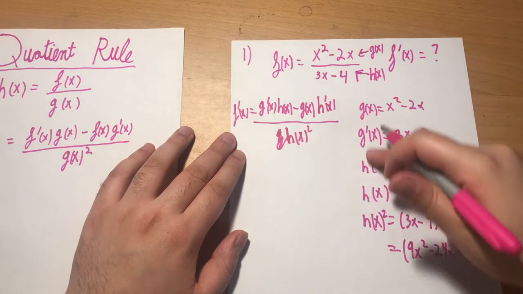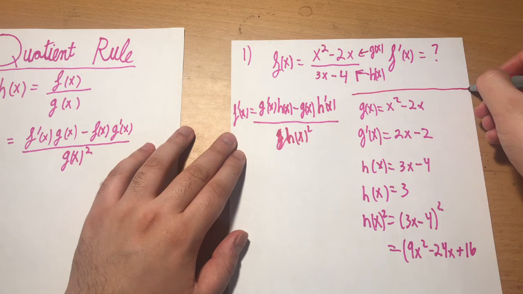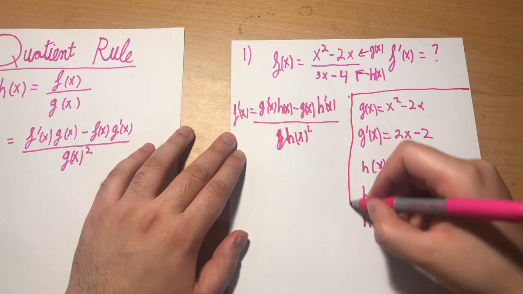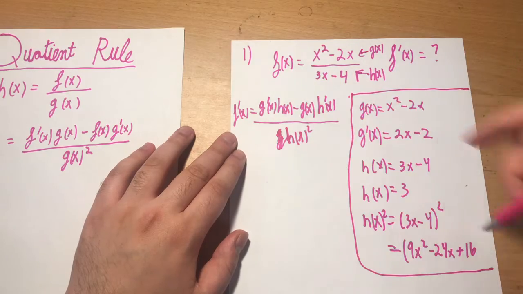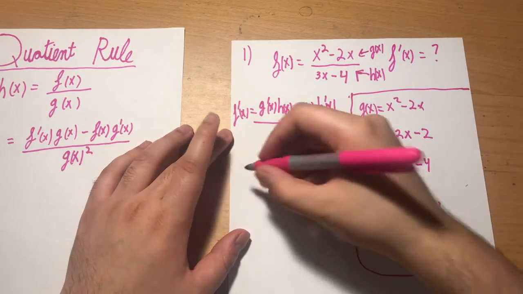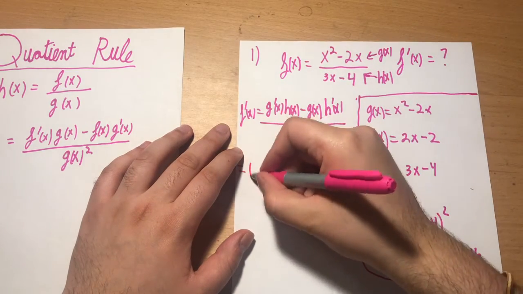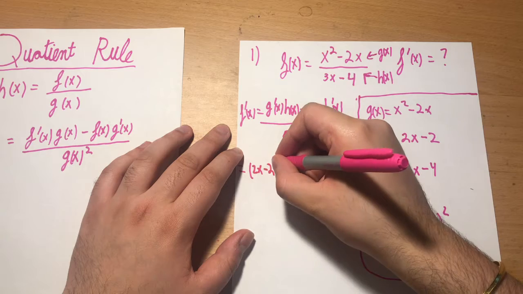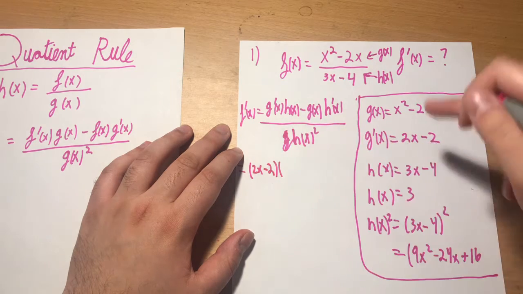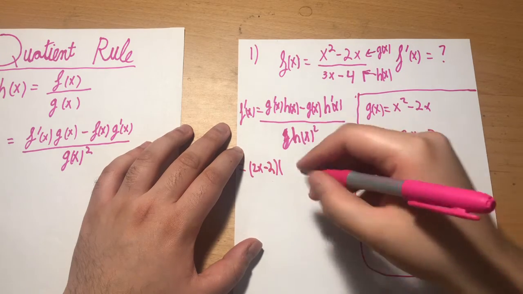the original denominator, not g of x, h of x squared. Now, the reason I suggest you write this out when just starting practicing is to keep track of all of those pieces of information. Now we're just going to substitute into our equation, right? So what is g prime of x? That's 2x minus 2. What is h of x? Right there, 3x minus 4.